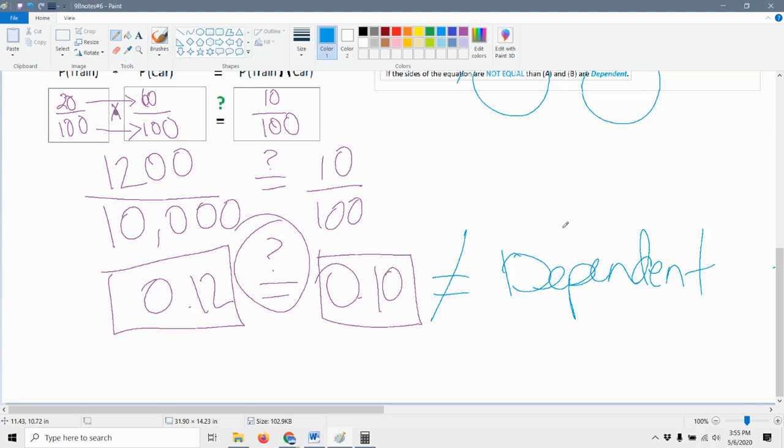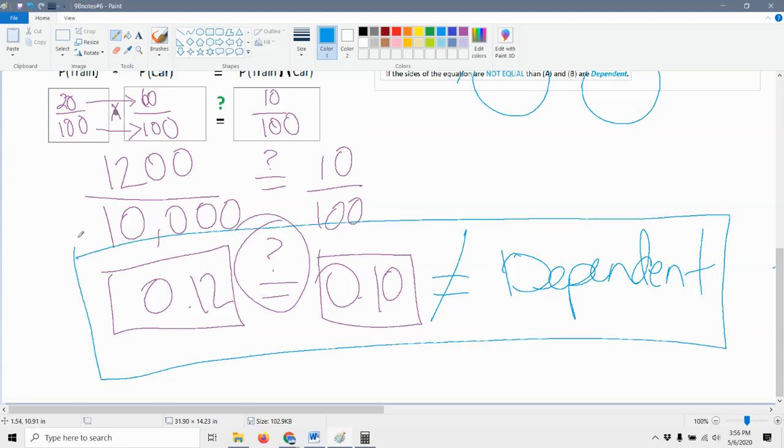They affect each other. Okay, so that's how we do independent and dependent problems.